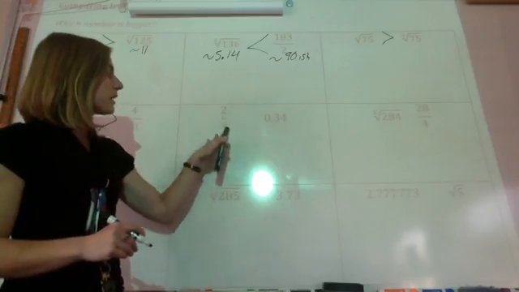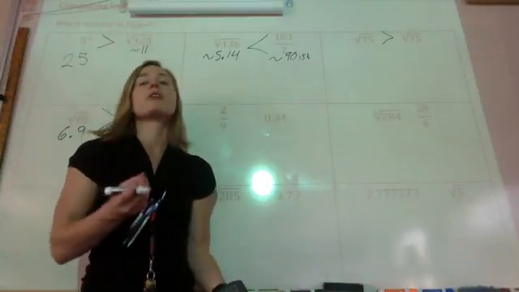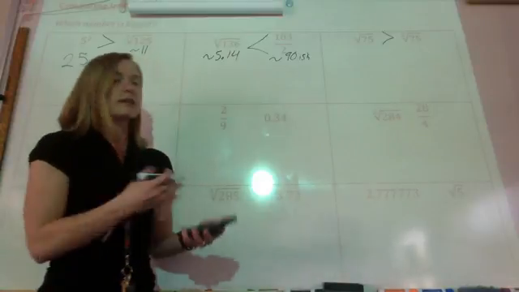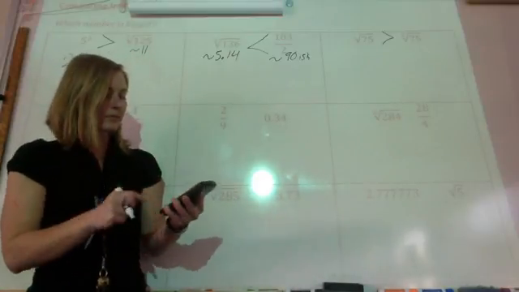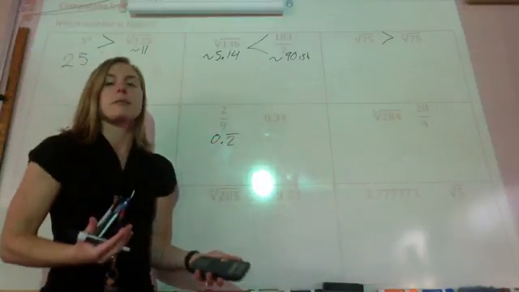Here I have 2 9ths and 0.34. Okay, those are both essentially parts. Those are both less than 1. So maybe I need to get a little bit more specific to see which is going to be bigger. So 2 over 9 is 0.2 repeating. So 0.34, of course, is going to be bigger.